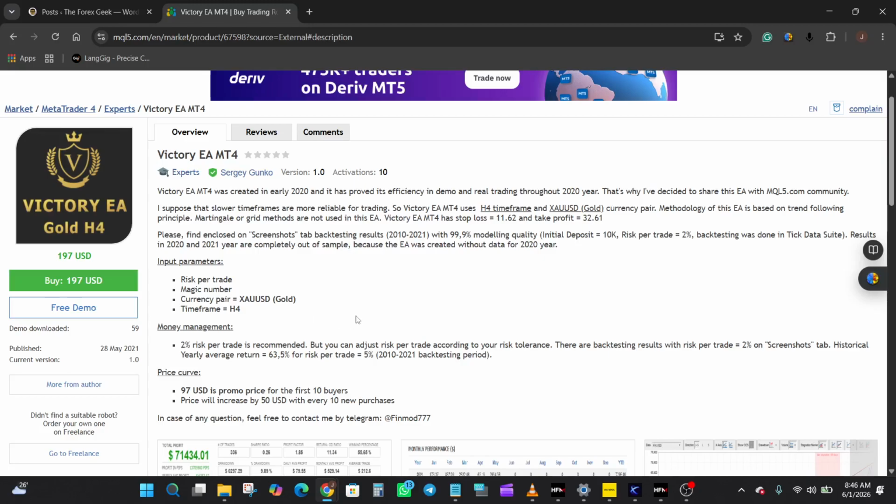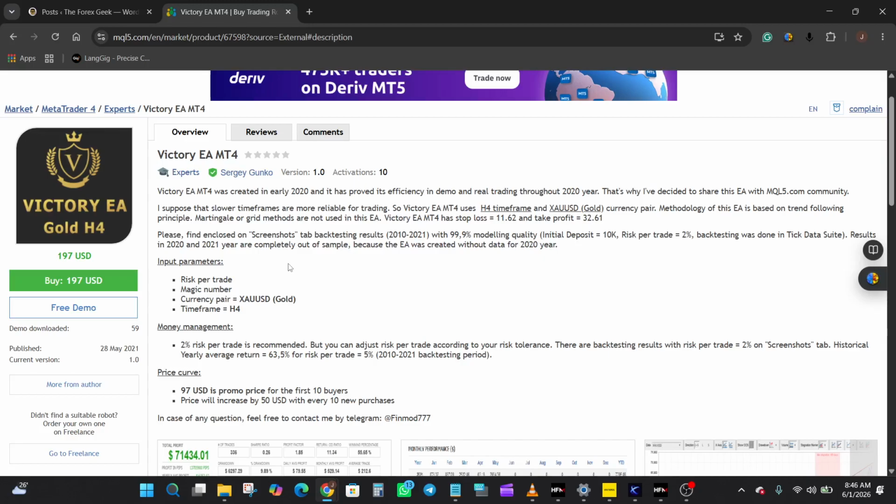All right, now the description also provides fixed stop loss and take profit values. The stop loss is listed as 11.62, while the take profit is listed at 32.61. Having these values disclosed gives a clearer picture of how the system was configured during development and testing.